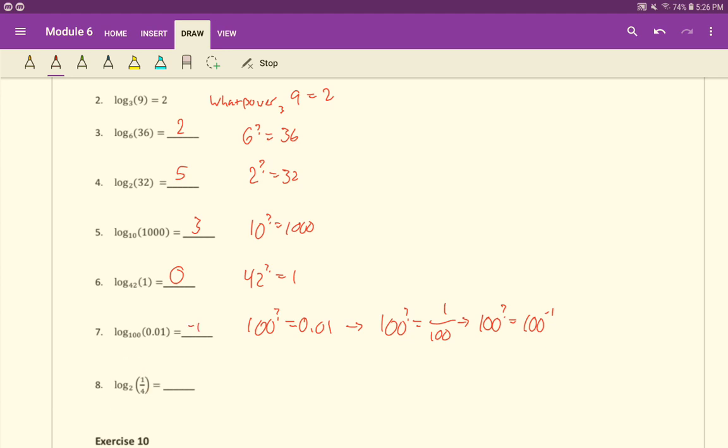Same thing here for log base 2 of 1/4. In other words, what power of 2 gives you 1/4? So 2 to the what power equals 1/4? Rewrite that 1/4 as 4 to the negative 1. But 4 is a power of 2, so we can rewrite that as 2 squared to the negative 1, which then would be 2 to the question mark equals 2 to the negative 2. Multiply those two powers together. So the answer here is negative 2.